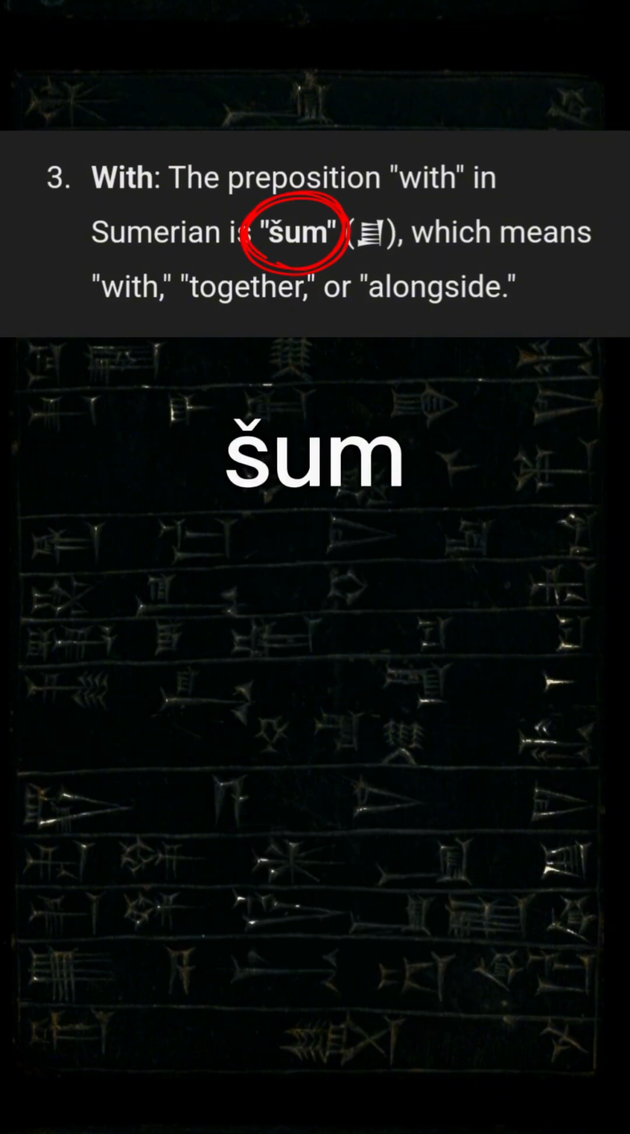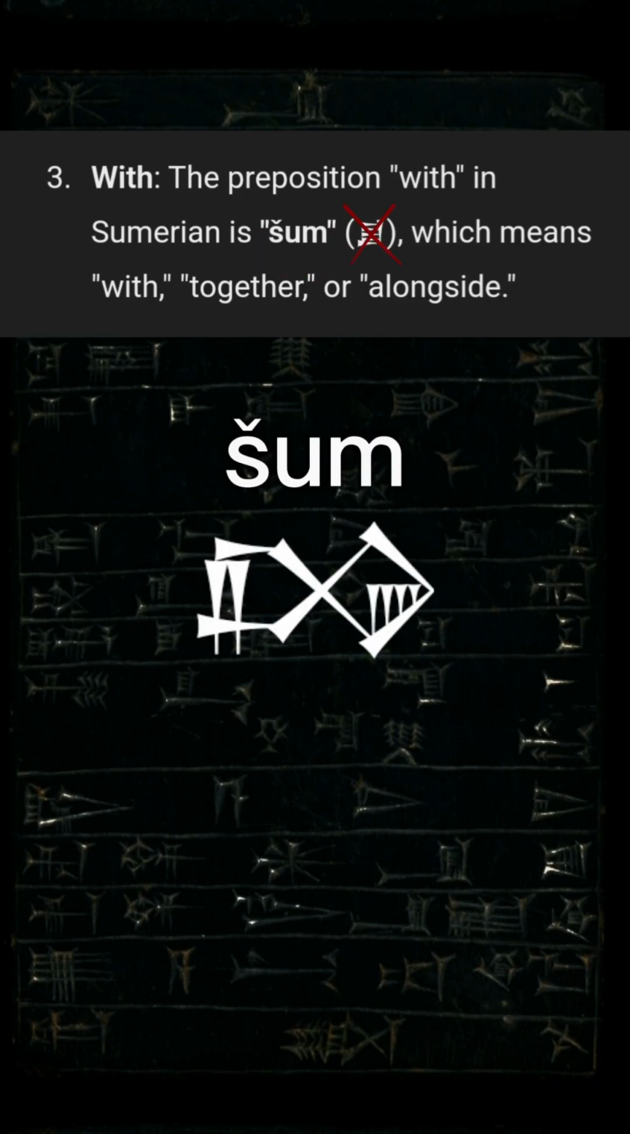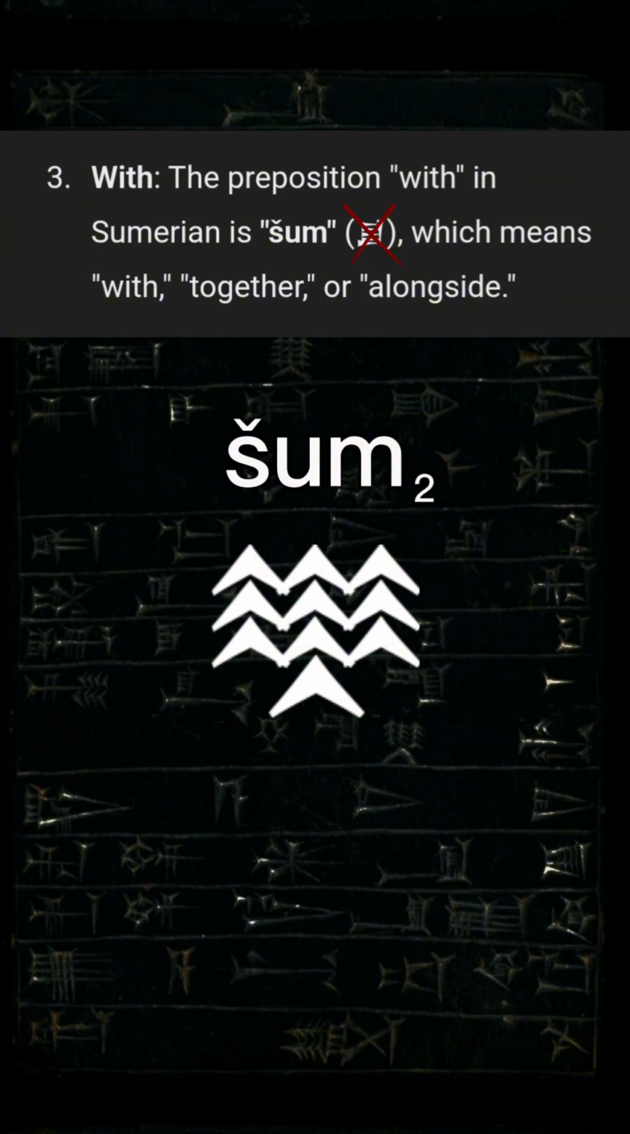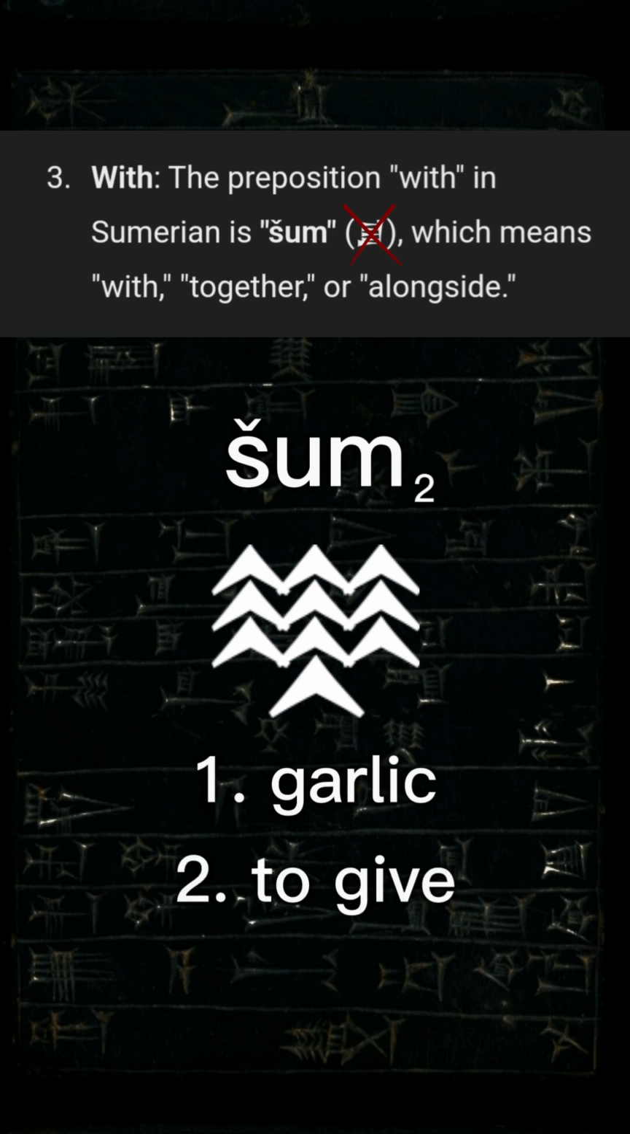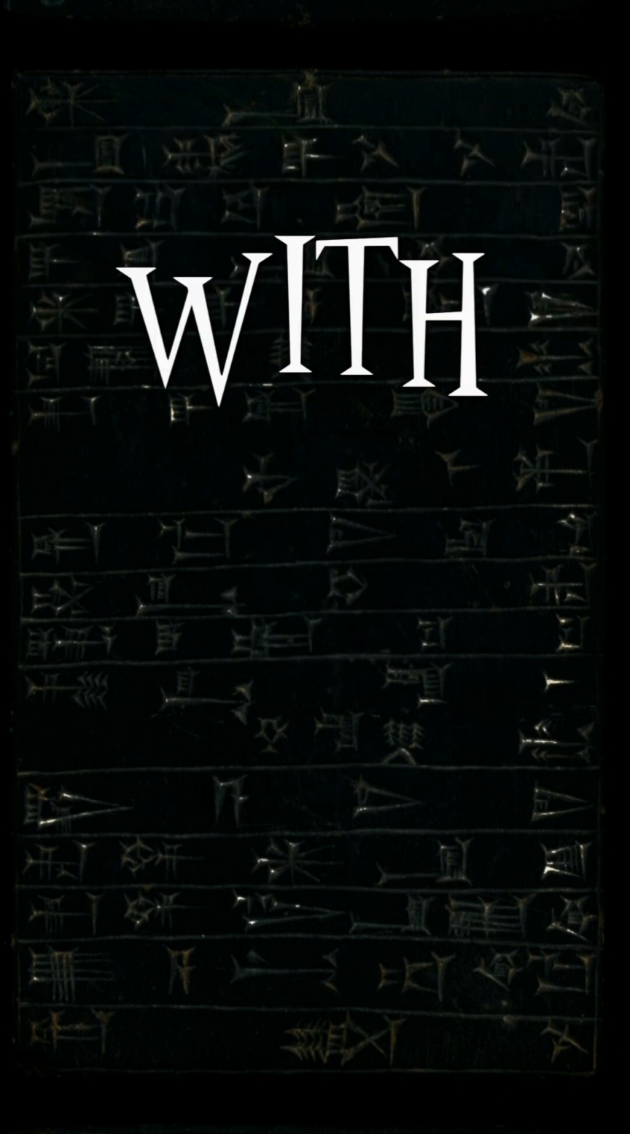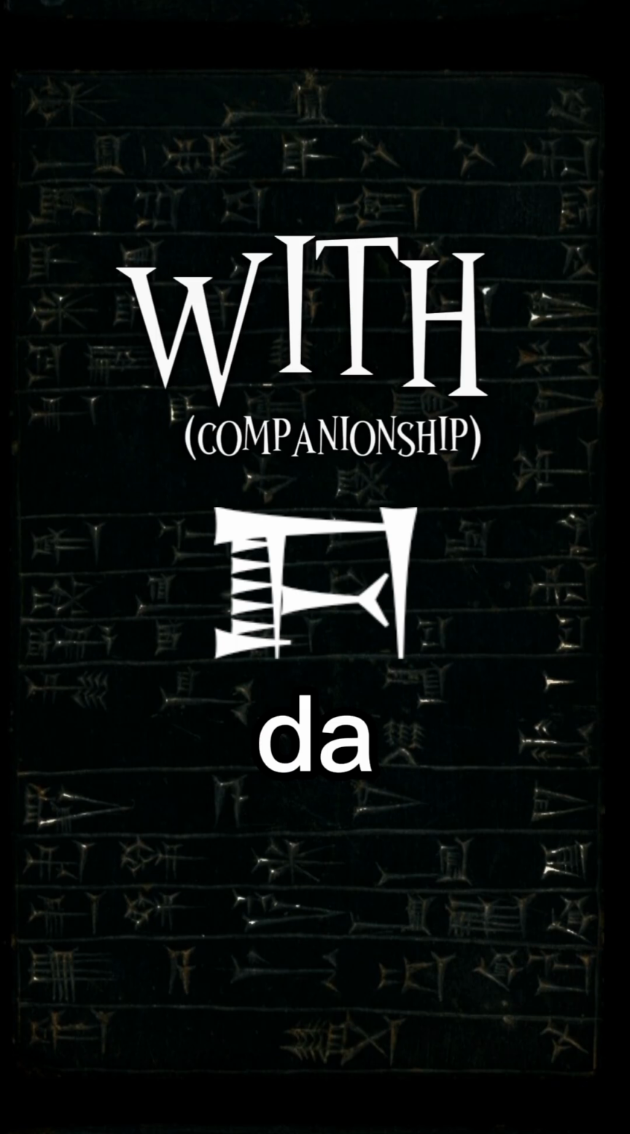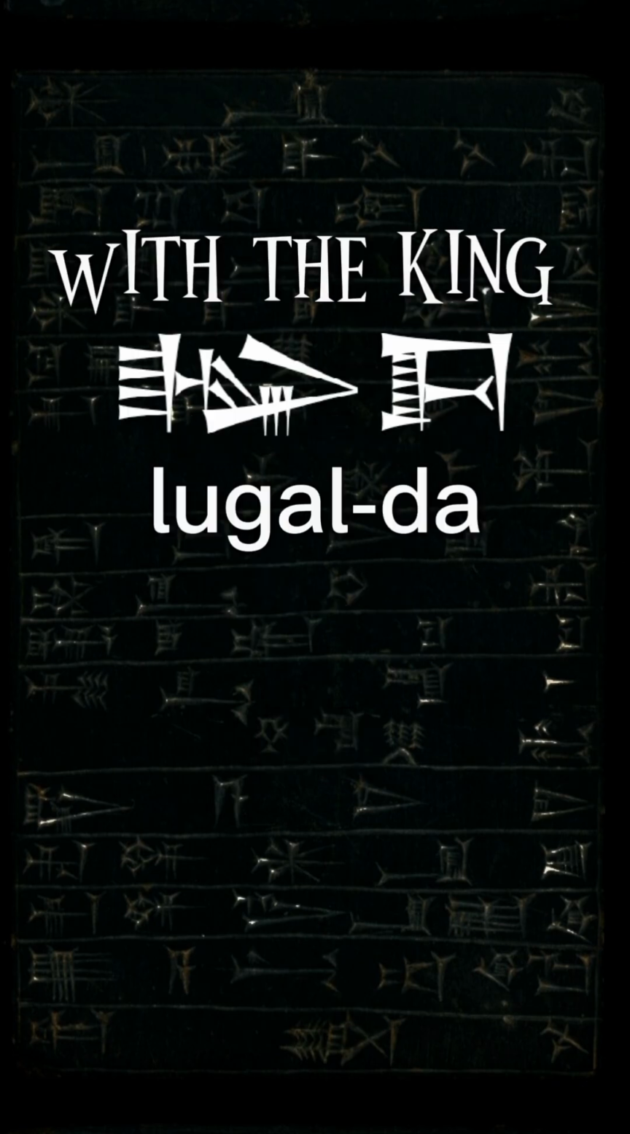And shum in Sumerian has a few meanings depending on sign or context. If we're looking at the sign shum, this means slaughter, but if we're looking at shum2, this has a valency of 2. If it was being used as a head noun, it would mean garlic, but if it was being used as a verb, this means "to give". However, the most common way to express "with", or express companionship, in Sumerian is with the comitative case marker da. So for example, if I wanted to say "with the king", I would say lugal da.